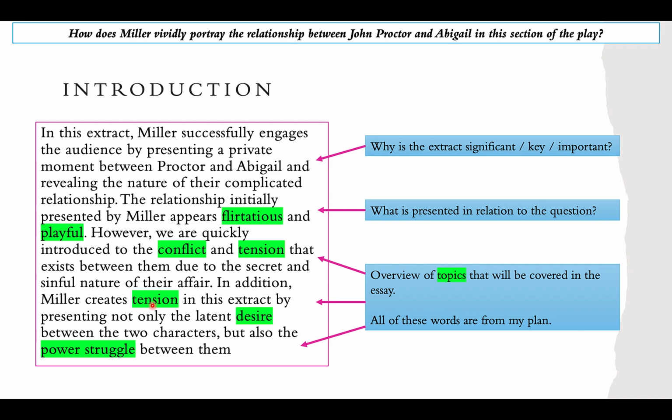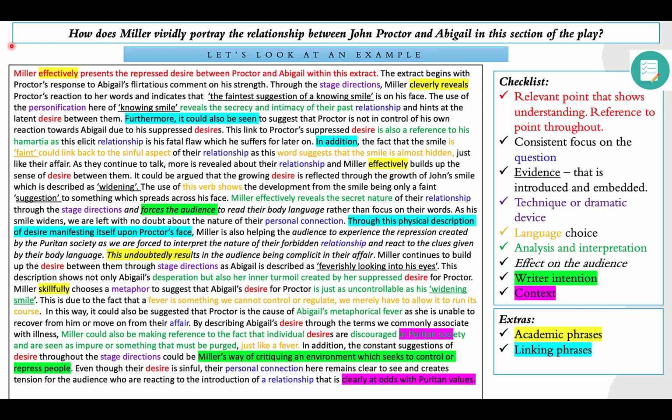In addition, Miller creates tension in this extract by presenting not only the latent desire between the two characters, but also the power struggle between them. And as you can see, everything that's green, all of this is linked to what I will now cover in my essay. So if you've got a good plan, the introduction should be really quick and easy to write down. So let's have a look at an example.